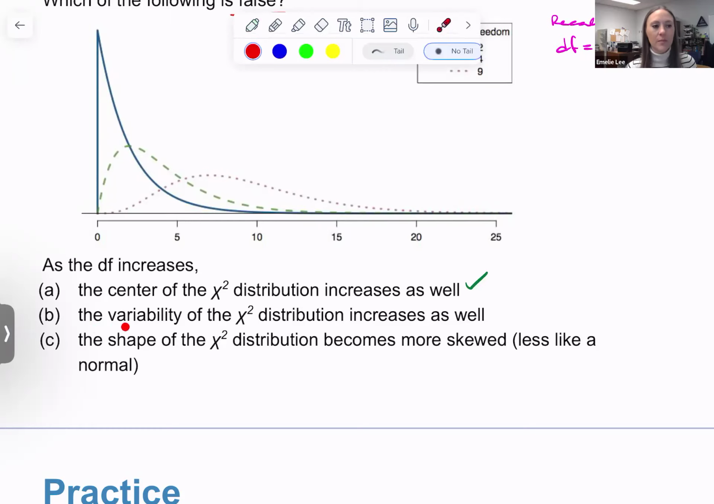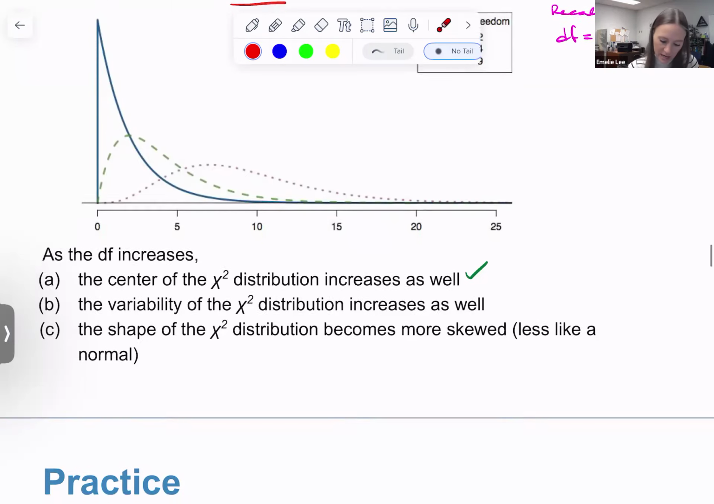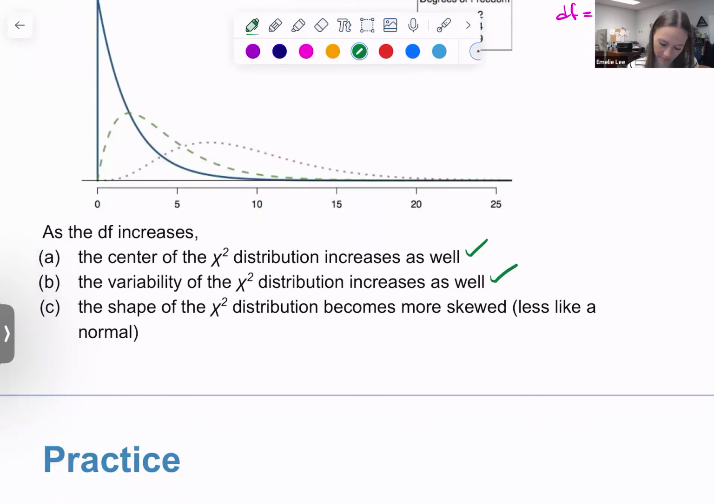As the degrees of freedom increases, the variability of the chi-squared distribution increases as well. The variability is the spread. That's hard to look at, but at 2 degrees of freedom, we have very little spread. Then at 4 degrees of freedom, spread out a little bit more. At 9 degrees of freedom, now we're spanning quite a bit, and we've got the center and more room on either side. So that's true as well.